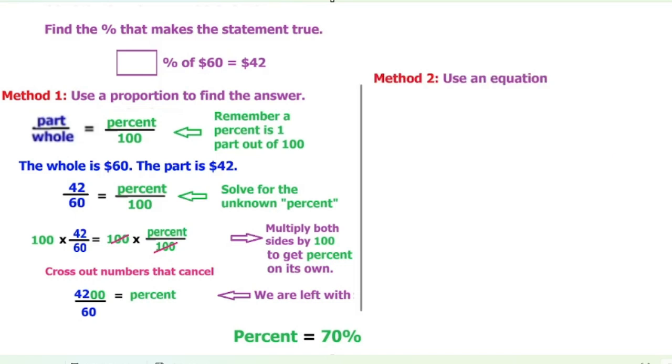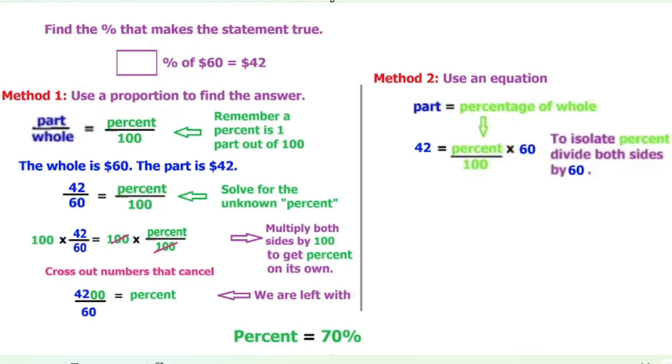Now let's use another method. Let's use an equation to do the problem. The part equals percentage of the whole. So let's plug in the numbers that we know. We know the part is 42. The percentage is a percent over 100, and the whole is 60. We know that, right? And we always know of means times. So to isolate percent, divide both sides by 60. We're trying to undo this multiplication of 60 here. That's why we're doing divide by 60 on both sides.